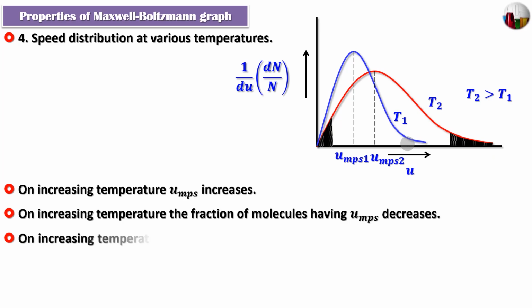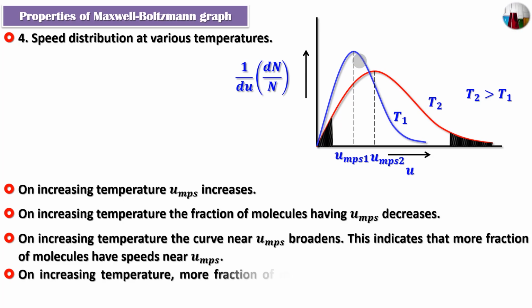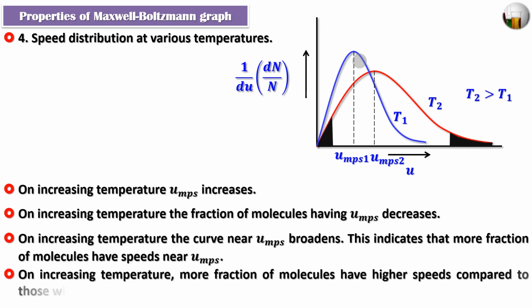So on increasing temperature, the curve near the UMPS broadens. That makes a lot of sense. Can you see it's broader and this is narrower? Because broader always means you have greater range. And on increasing temperature, more fraction of molecules have higher speeds compared to those with the lower speeds. As you can see, this area is going to be greater than this area.